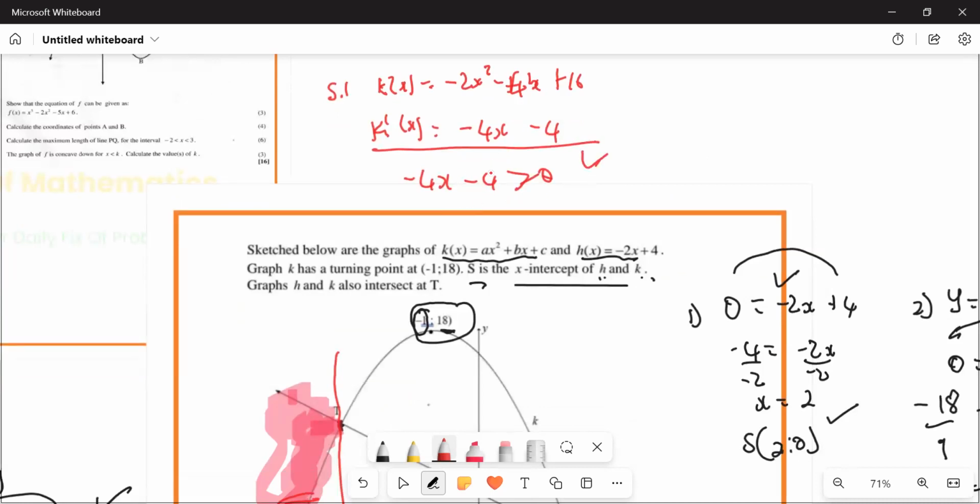And then if you take this one to the other side, you're going to have -4x greater than 4. Divide by -4. It says x is going to be less than -1. And then we give you another mark for this.